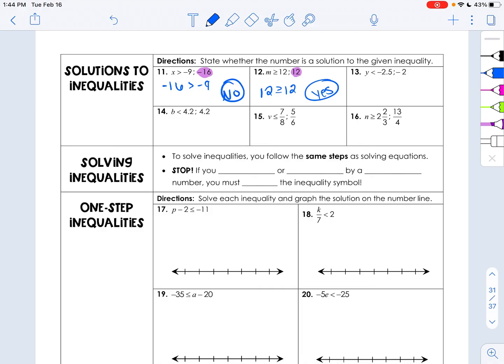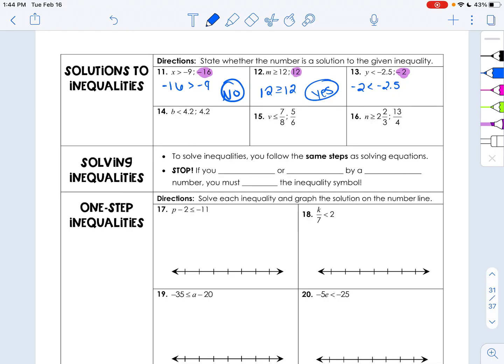Let's take a look at one more. y is less than negative 2.5. And we want to know if negative 2 is a solution to this inequality. So we're going to replace y with negative 2. So negative 2 is less than negative 2.5.